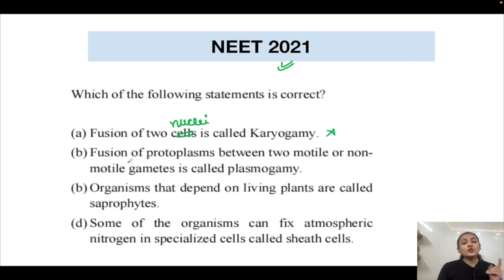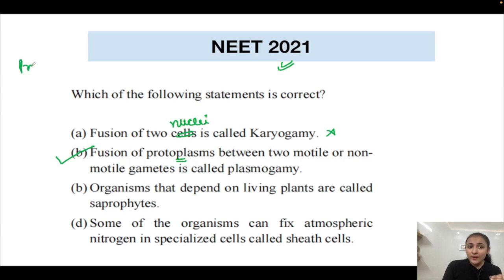Statement B is saying fusion of protoplasms between two motile or non-motile gametes is called plasmogamy. Yes, this statement is correct. We already studied that the fusion of protoplasms between two motile gametes or two non-motile gametes is plasmogamy. We studied the cytoplasm, but there is just a minor difference between cytoplasm and protoplasm, and these terms can be used interchangeably, but you should know that difference.